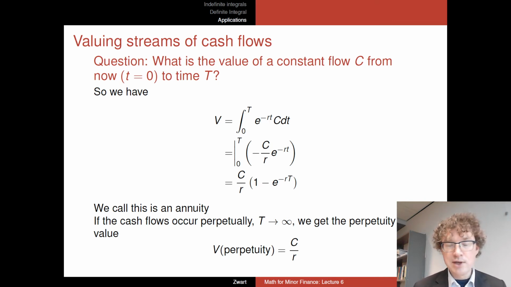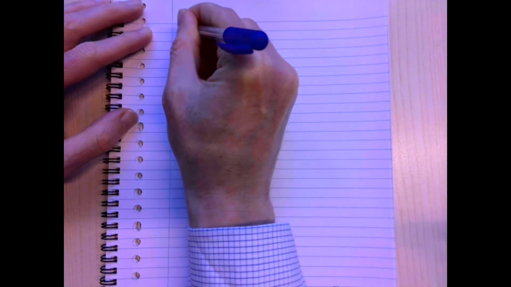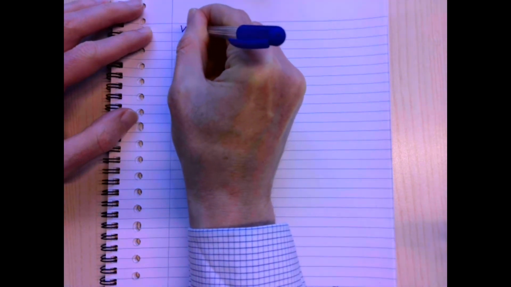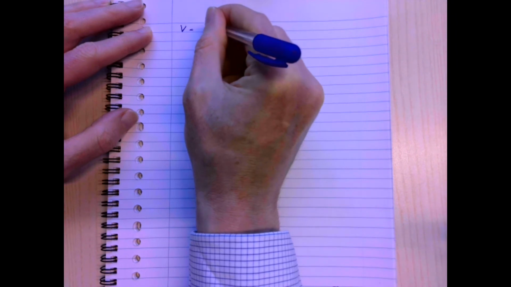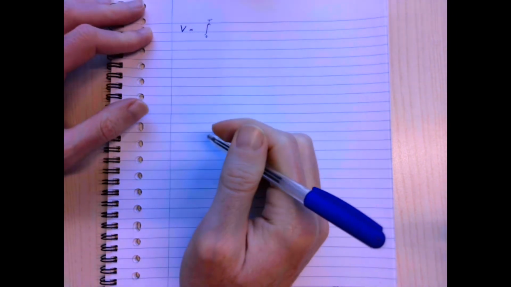Can I evaluate this? Yes, of course. This is just a definite integral. So we're asking, can I compute this definite integral? I'll do it for you on paper anyway. So here we go to paper. I'm asking now, can we compute the value V, the definite integral as time goes from 0 to capital T.